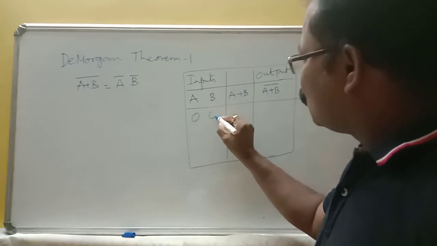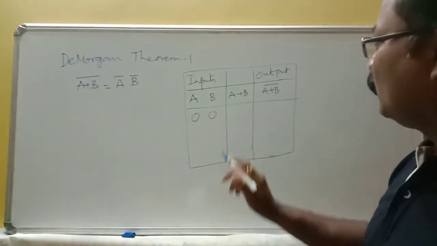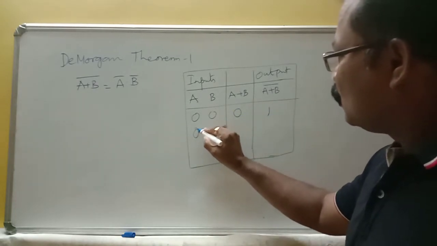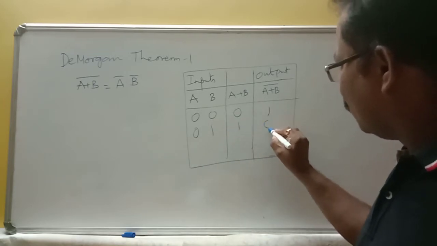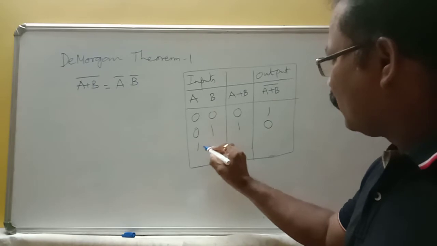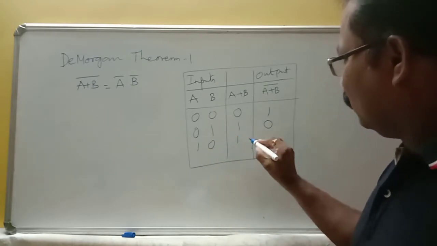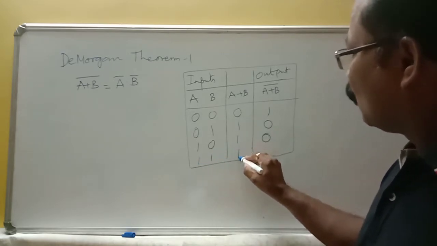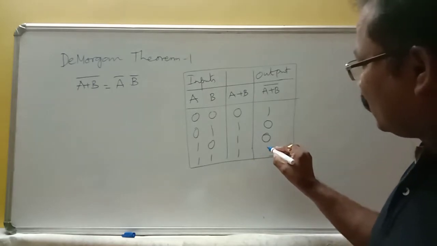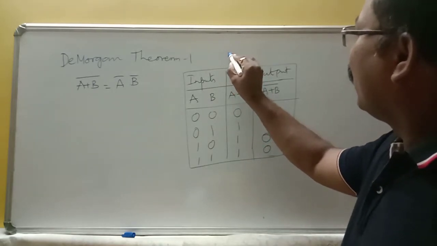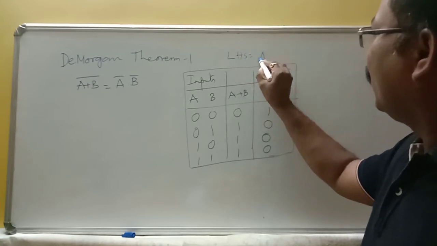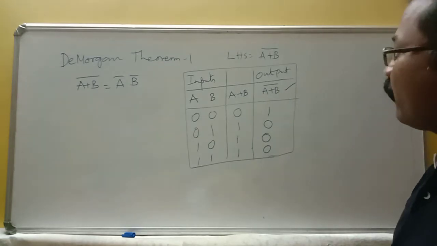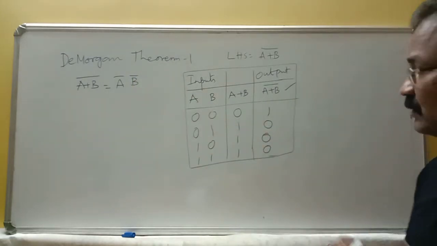Let the two inputs be 0 and 0. A plus B is 0 and its complement is 1. For 0, 1, the sum is 1 and its complement is 0. For 1, 0, the sum is 1, its complement is 0. For 1, 1, the output A plus B is 1 and its complement is 0. So here LHS is equal to A plus B whole bar. Now what about the RHS?